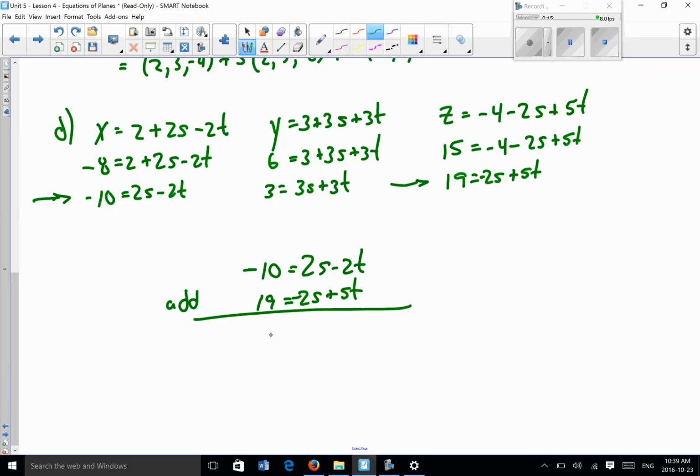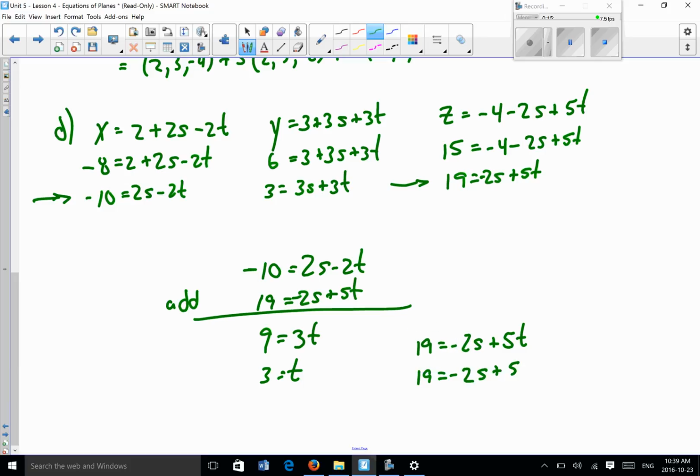Negative 10 plus 19 makes 9. The s's will cancel each other out. Negative 2 plus 5 makes 3t. So t is 3. Picking one of my original equations, I'm going to pick the second one. I know t is 3.